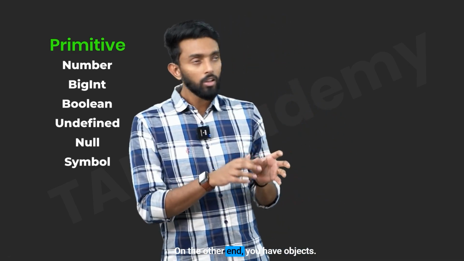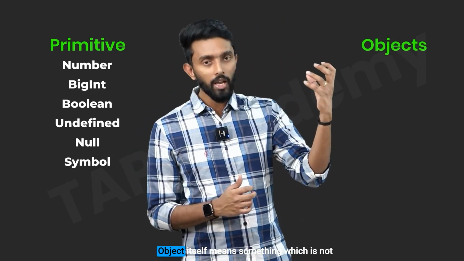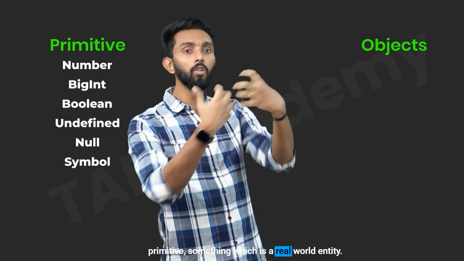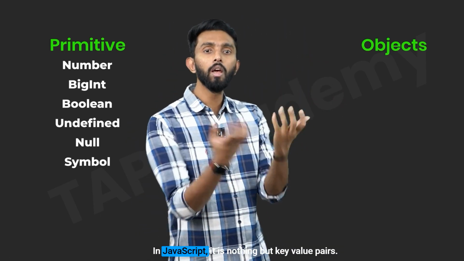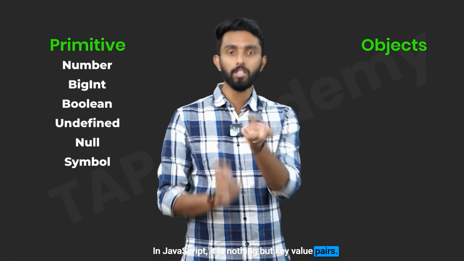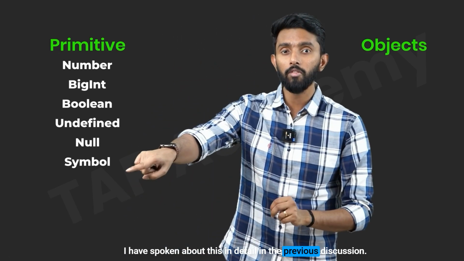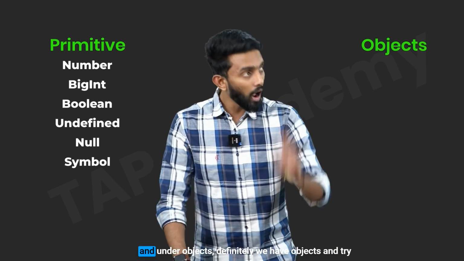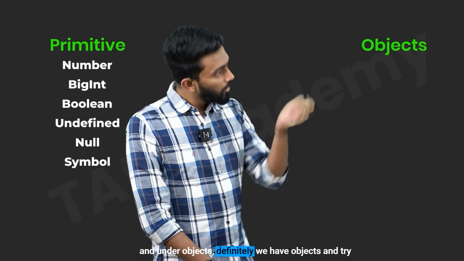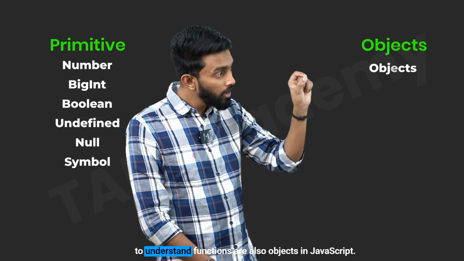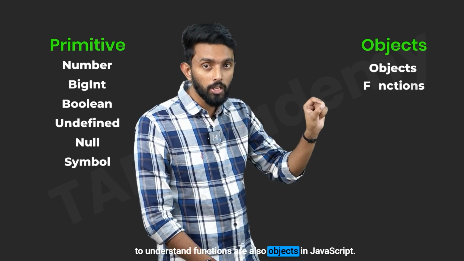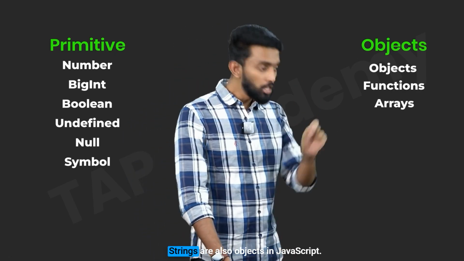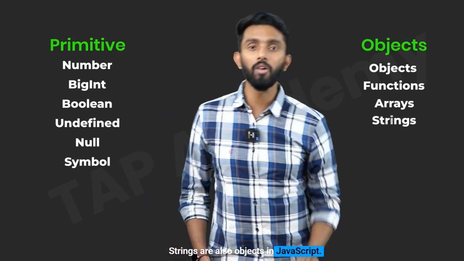On the other end, you have objects. Object itself means something which is not primitive, something which is a real world entity. In JavaScript, it is nothing but key value pairs. I have spoken about this in detail in the previous discussion. If you haven't watched it, please go look at it once more, right? And under objects, definitely we have objects, and try to understand, functions are also objects in JavaScript. Arrays are also objects in JavaScript. Strings are also objects in JavaScript.